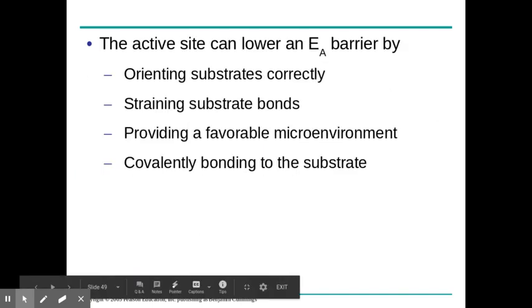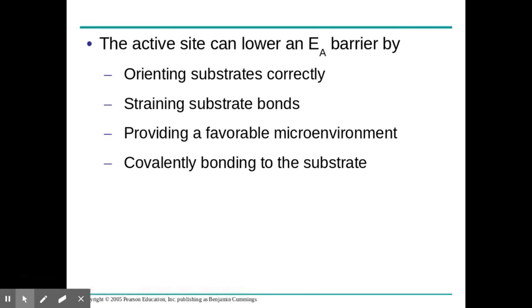All right. So the active site can lower activation energy. How? So how do catalysts actually lower activation energy? Maybe it's orienting the substrate the perfect way. Maybe it's straining the substrate's bonds. Maybe it's just providing a favorable environment. It could be covalently bonding. So again, that's just ways. You don't have to know these for your test or anything, but this is how it actually works at lowering activation energy, acting as a catalyst.